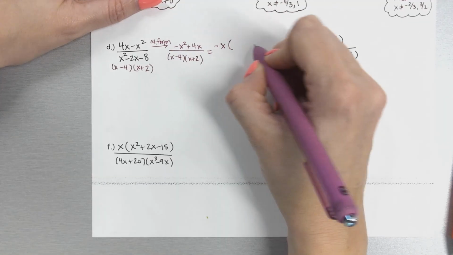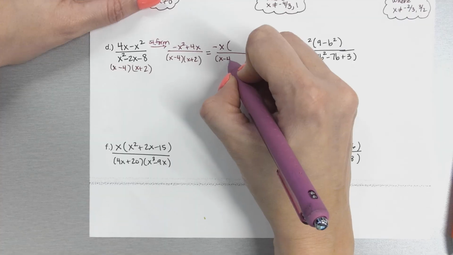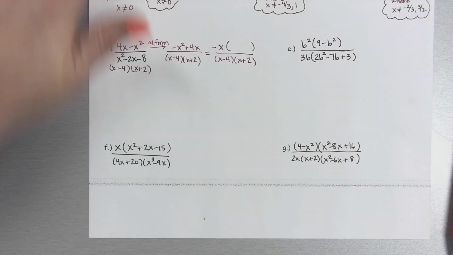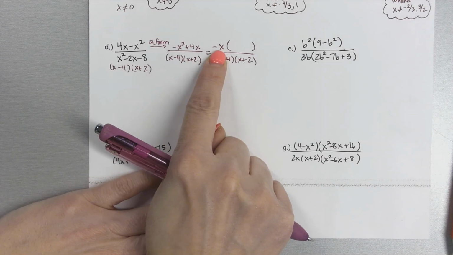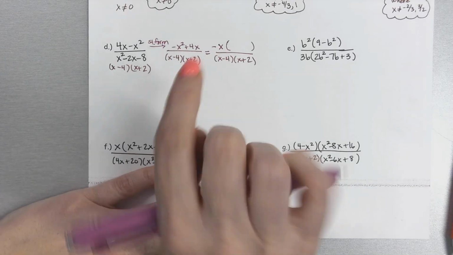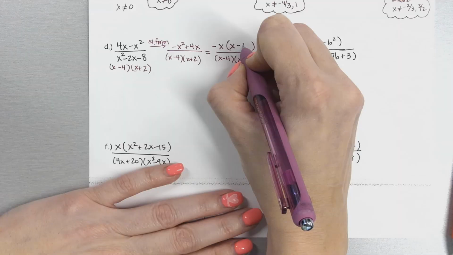Instead, let's take out a -x and see what happens. So I want you to write what goes in the parentheses when you divide by -x, and see if you can notice why we did that. So when you factor something out, you are just dividing. So -x² divided by -x is x. 4x divided by -x is -4.